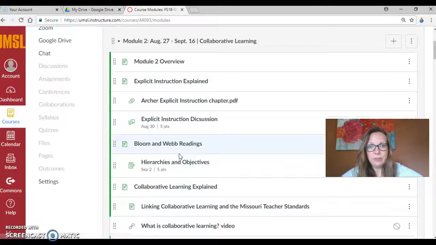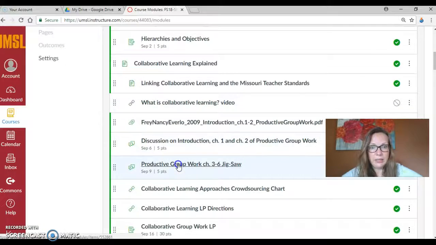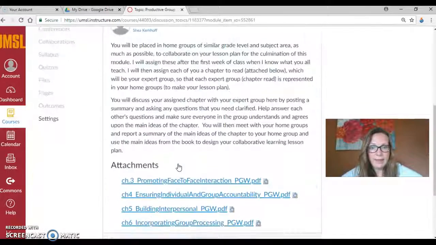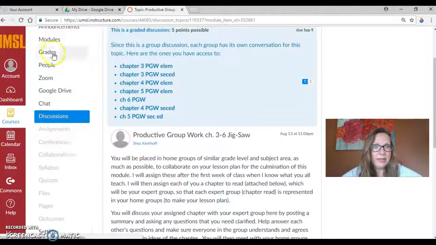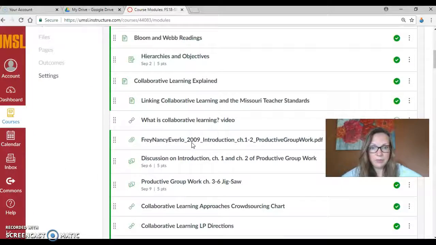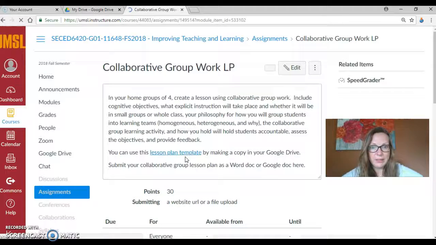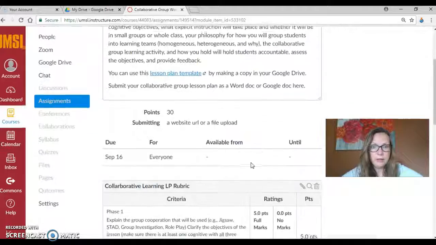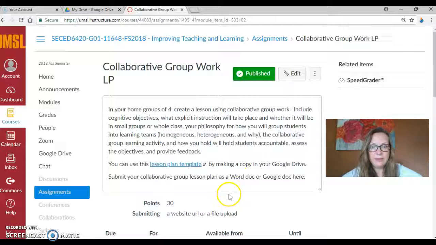So you will construct your summary in the group workspace, and paste it right here in this discussion. And then when you go to the assignment for the group work lesson plan, you will have a group that you'll be able to see. And these are grouped by grade level and content area.